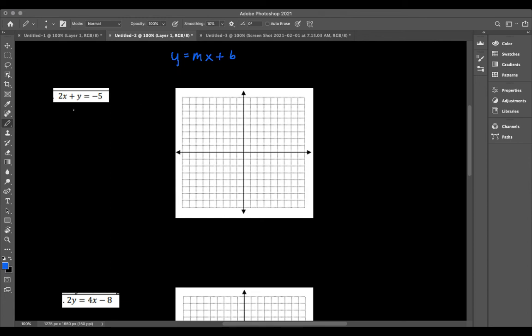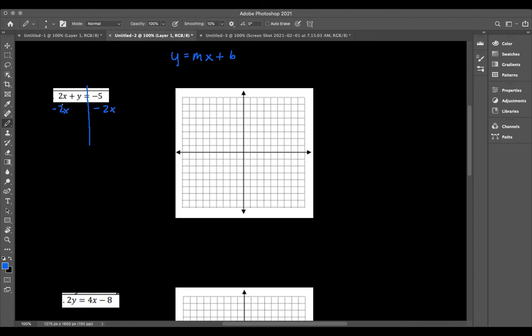So if we remember back to inverse operations and one- and two-step equations, we're going to use all those properties to make this equation into y equals mx plus b form. So we have 2x on this side plus y equals negative 5. Like we did before, we put a line down the middle, and then we figured out, how do I get y by itself? So I have to minus 2x from both sides of the equation.